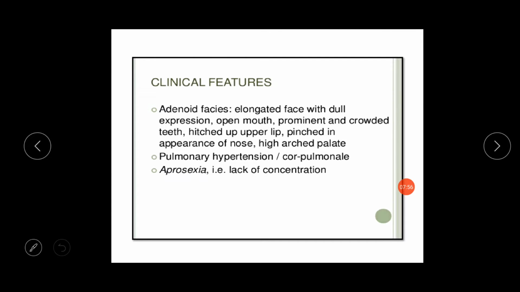Sometimes chronic nasal obstruction can develop into pulmonary hypertension or cor pulmonale. Sometimes the patient can develop aprosexia, or lack of concentration.